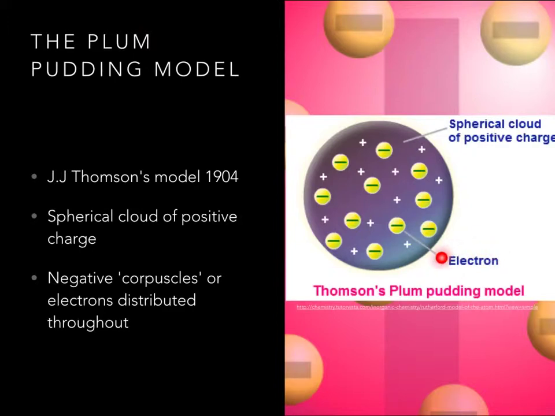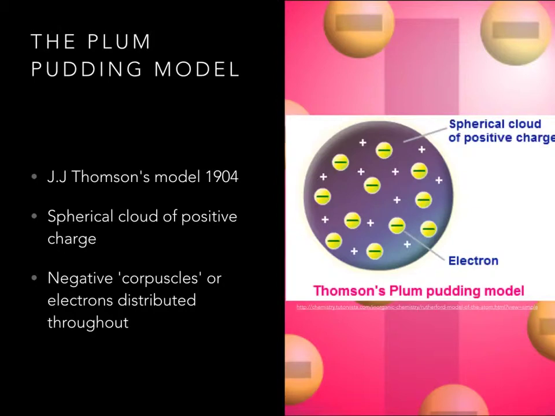In this model, he took the electrons, or the negative corpuscles, and had them dotted throughout this spherical cloud of positive charge. He postulated that the total negative charge of the electrons must exactly equal the total positive charge from the cloud, enabling the atom to remain neutral overall.